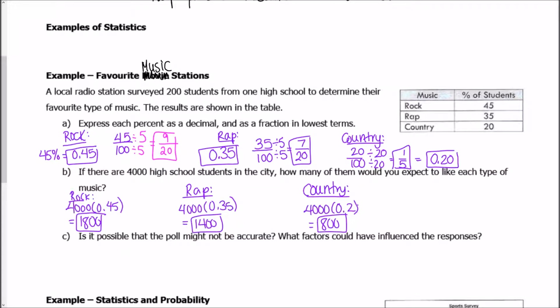Okay? All right, so then part C, is it possible that the poll might not be accurate? Definitely. And what are some factors that could have influenced the response? Well, only 200 students were surveyed, so it was a small sample size.